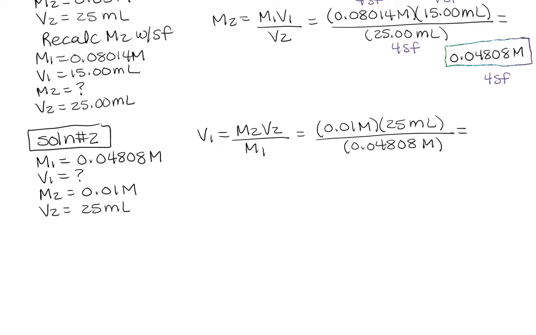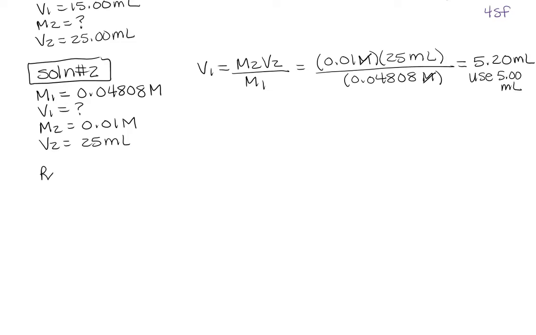Oh, I just realized I forgot to cancel the units in the previous M2 calculation, so I'm going to backtrack and do that now. All right, coming back to this problem, sorry about that. We'll cancel the molarity. So we have 0.01 times 25 divided by 0.04808 gives us, rounded to 2 decimal places, 5.20. We don't have a pipette with that fractional volume, so we'll use the 5 mL pipette.